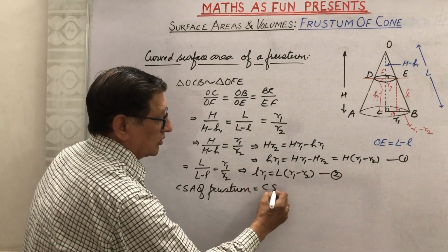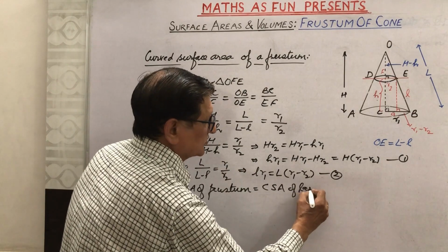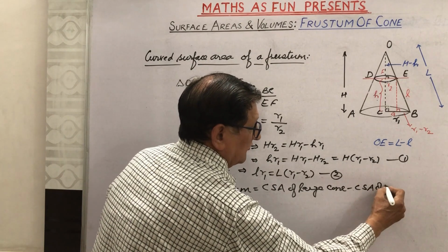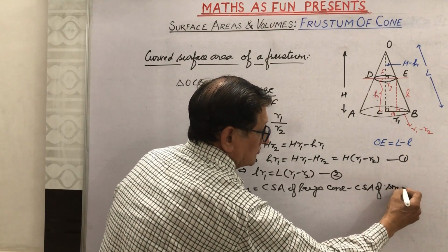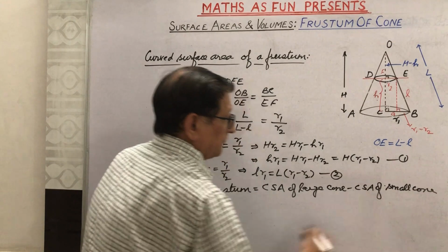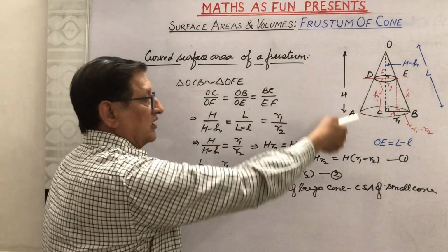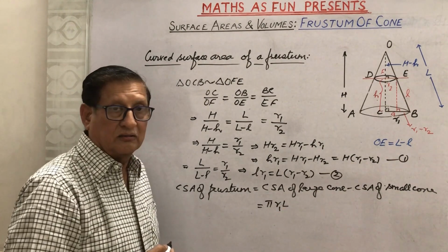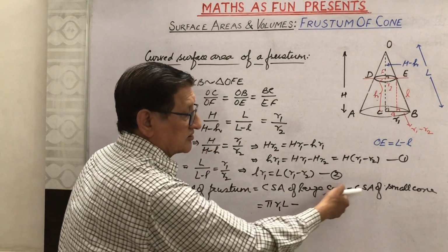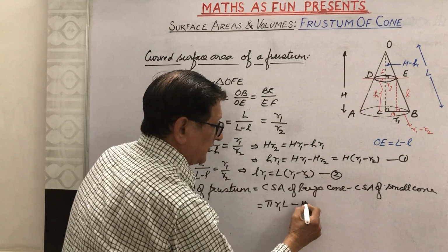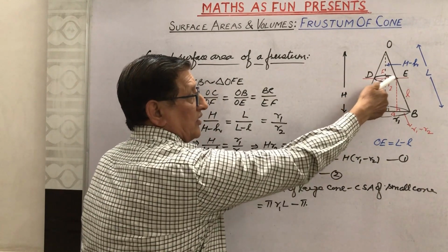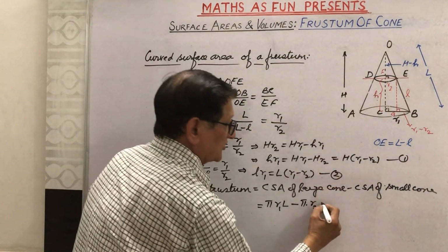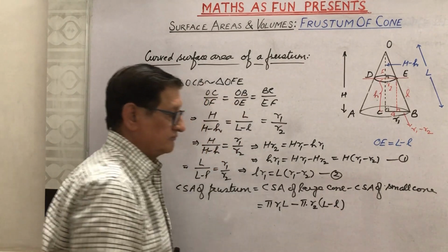is equal to curved surface area of large cone minus curved surface area of small cone. What is the curved surface area of the large cone? That is pi into R1 into L, minus curved surface area of the small cone, that is pi into, in place of R, this is R2, that is the radius of it, and the slant height of this is L minus l.